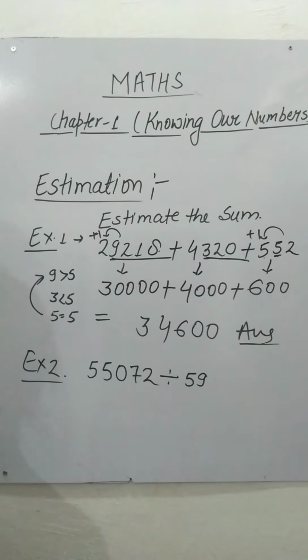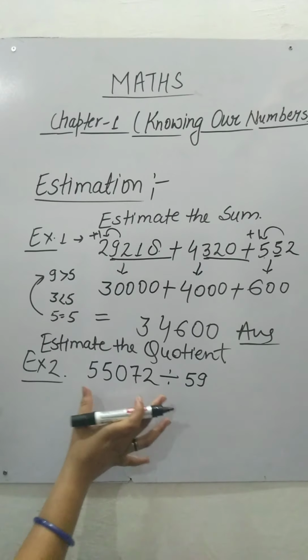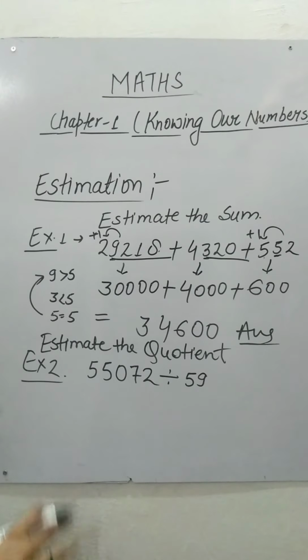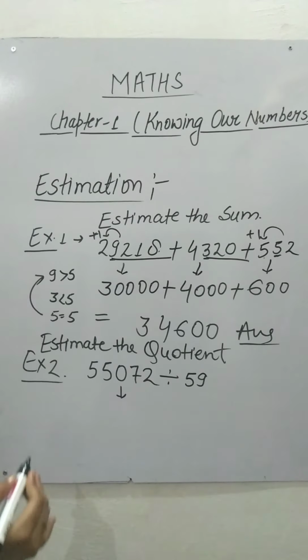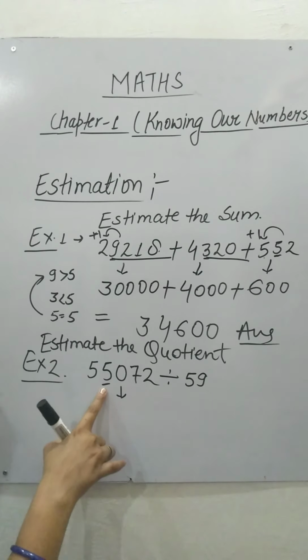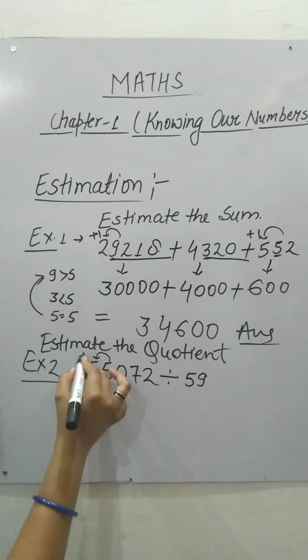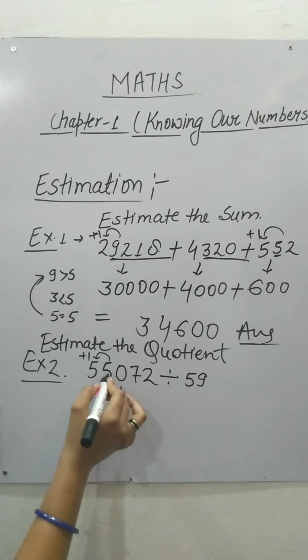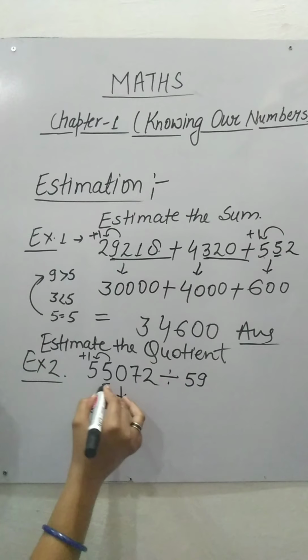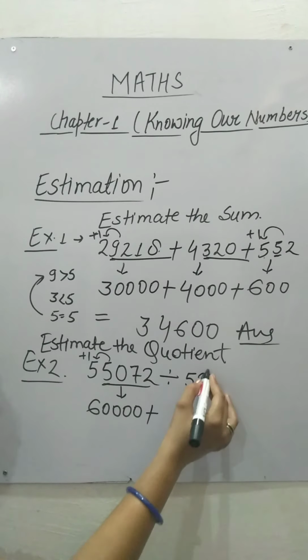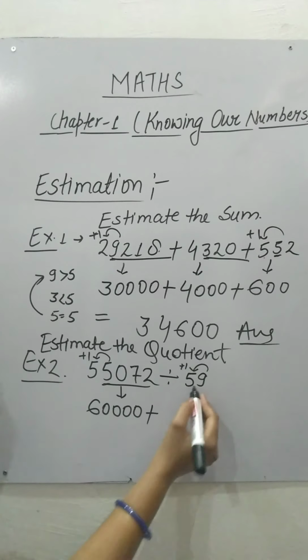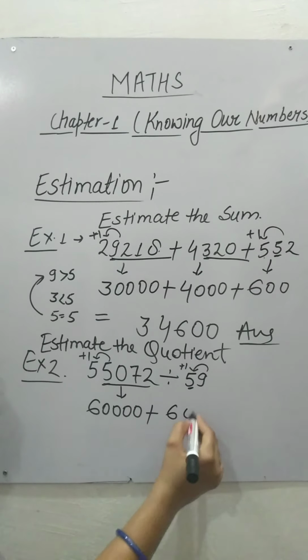Now the second thing is to estimate the quotient. First of all we will round the number and then we will do the division. The round of this number to the highest place, that is 5. It is equal to 5, that's why we will add 1 to that place, that is 6, and all the digits are 0.